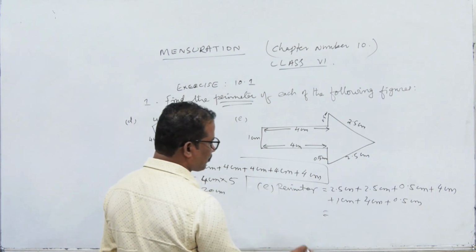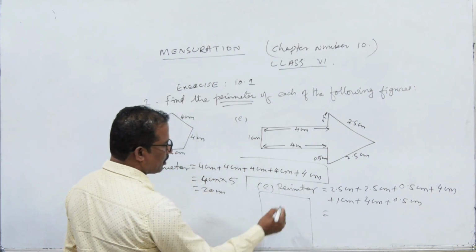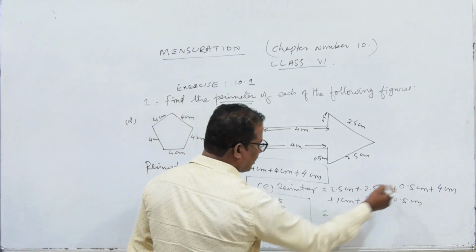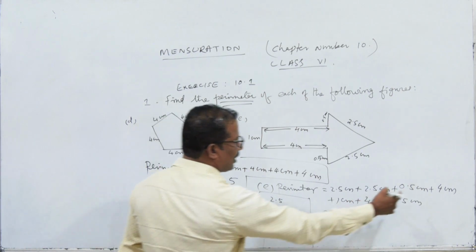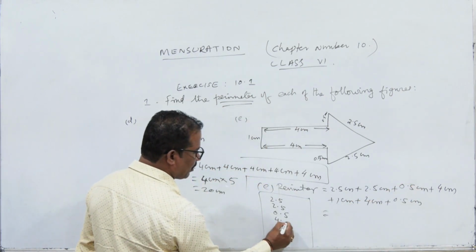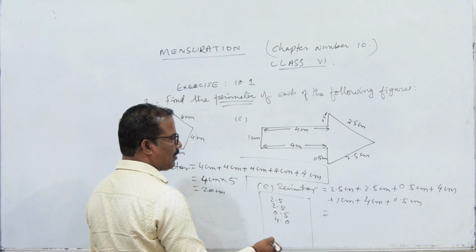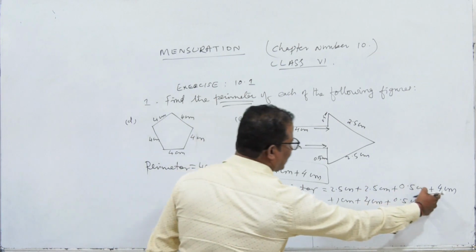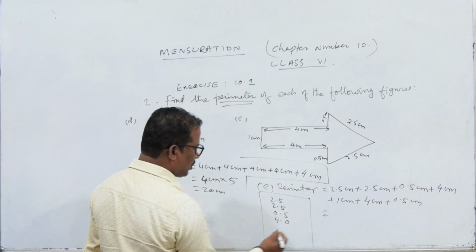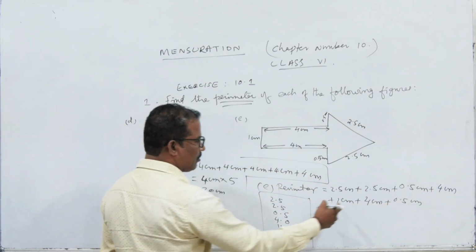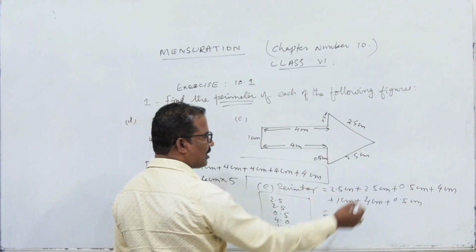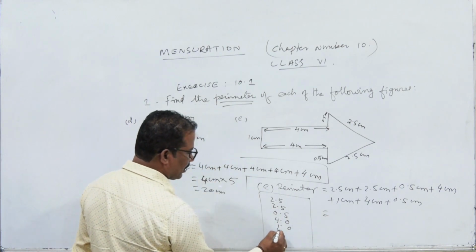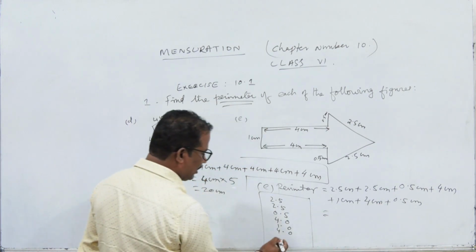How can we see? 2.5, then again 2.5, then it is 0.5, it is 4. 4 means 4.0. In decimal form we can write 4.0. So we are converting into like decimals. So 4 means simply 4.0. Then for 1 also we can write what? 1.0. In the last classes we have learned how to convert the given decimals into like decimals. Similarly for 4 it is 4.0. Then it is already in decimal form.